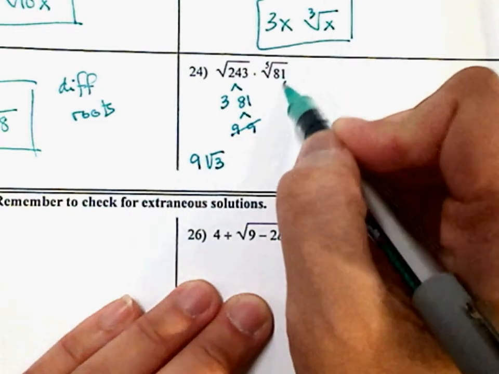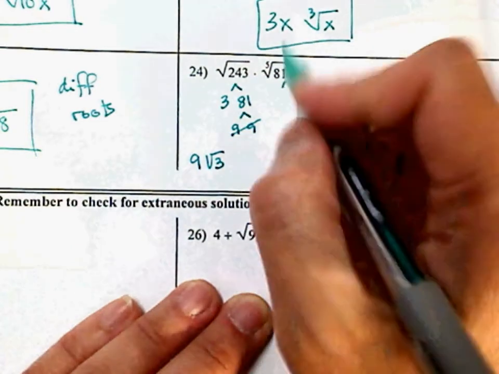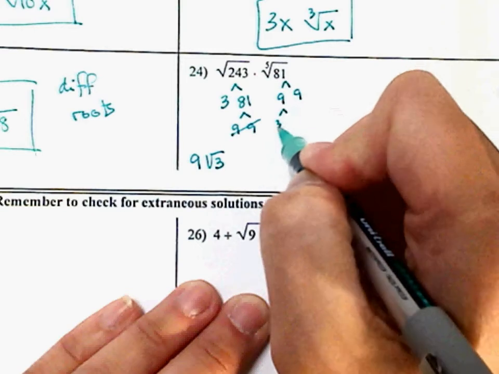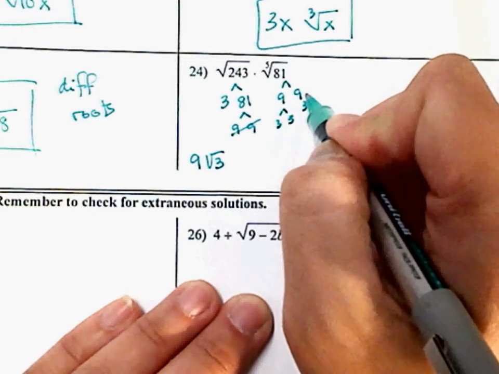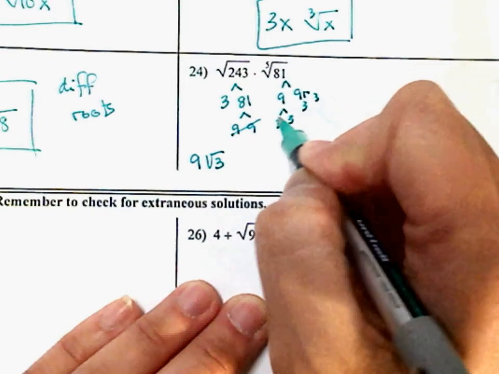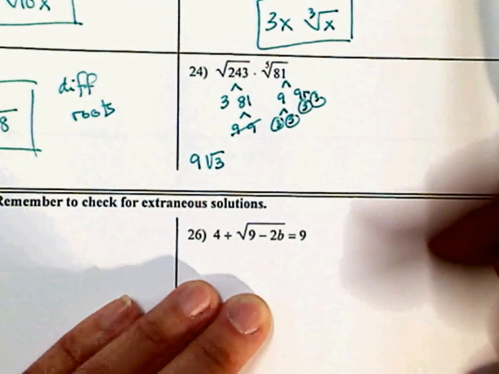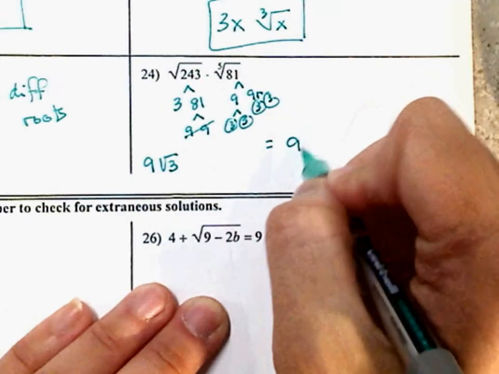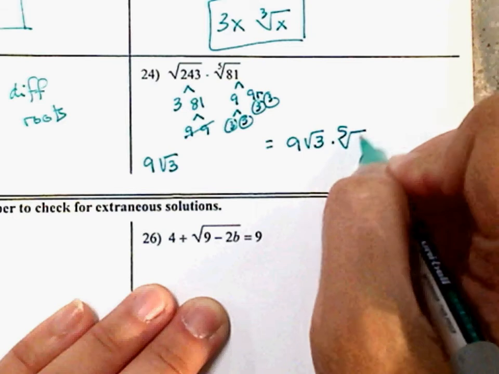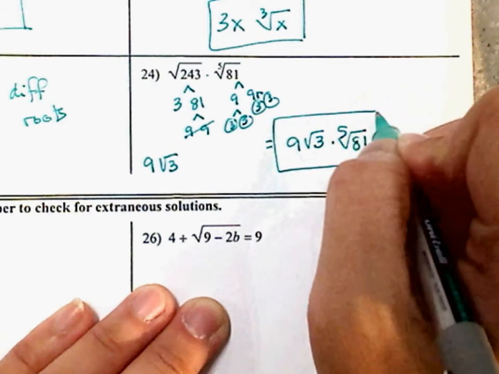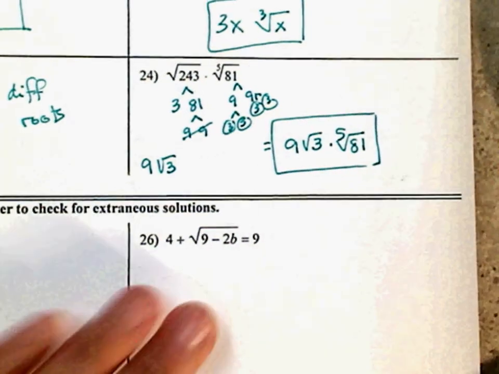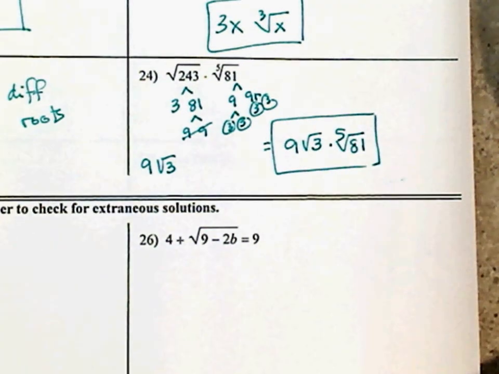Factors of 81. Let's do that. 9 and 9. You need 5 of them. 3 and 3. 3 and 3. 1, 2, 3, 4. None of them can come out. Okay? So your final answer is 9 square roots of 3 times the 5th root of 81. Leave it like that for now because we haven't learned the exponentials yet. If you guys can do it, do it. Okay? That'll be a bonus.